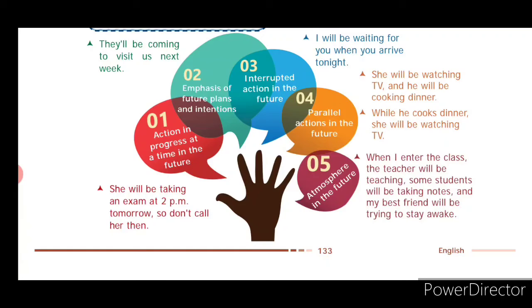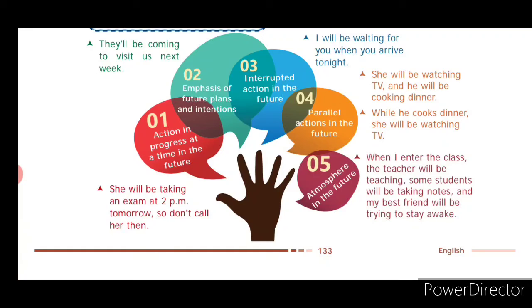Then for the parallel action in the future, two parallel actions in the future. She will be watching TV and he will be cooking dinner. While he cooks dinner, she will be watching TV. We can say like this also. Then atmosphere in the future. When I enter the class, the teacher will be teaching, some students will be taking notes, and my best friends will be trying to stay awake.